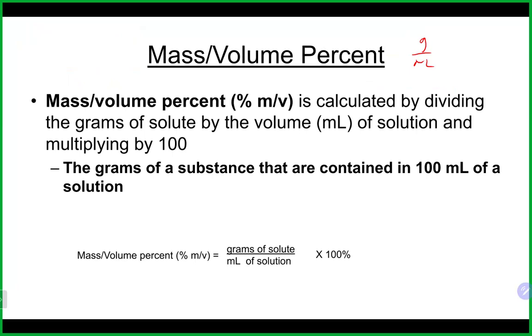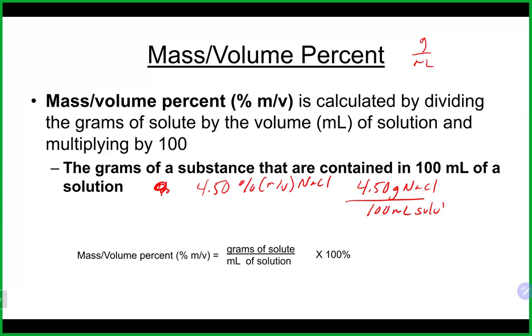And just like the other two, if you had a 4.5% mass to volume sodium chloride solution, that would mean, because the top number is grams, 4.5 grams of sodium chloride in 100 milliliters of solution. Or again, you could flip it around and use it as a conversion factor the other way, 100 mils of solution and 4.5 grams of sodium chloride.